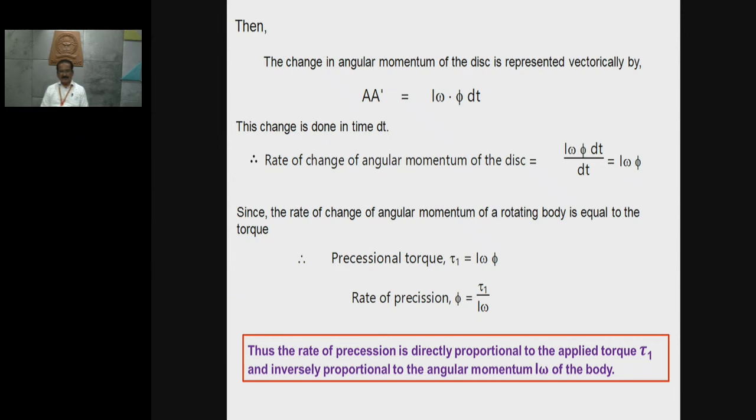Rate of change of angular momentum is known as precessional torque. Tau 1 is equal to I omega phi. Therefore, the rate of precession phi is equal to tau 1 upon I omega. That means this equation shows that precession is directly proportional to the applied torque tau 1 and inversely proportional to the angular momentum I omega of the body.